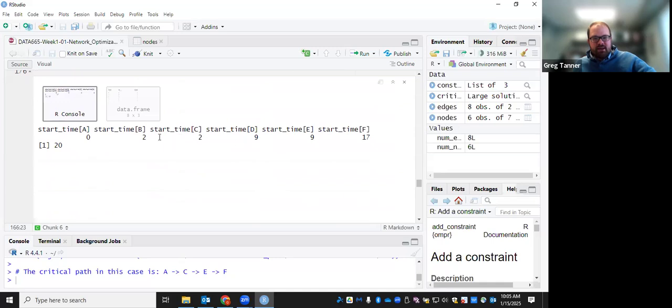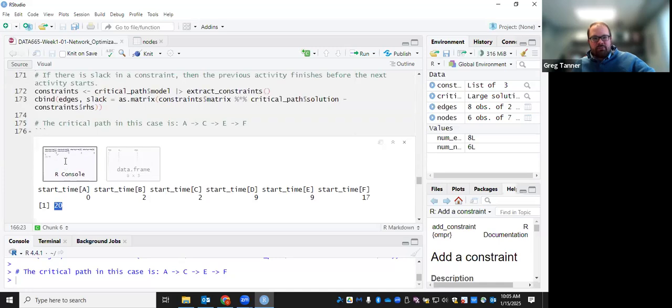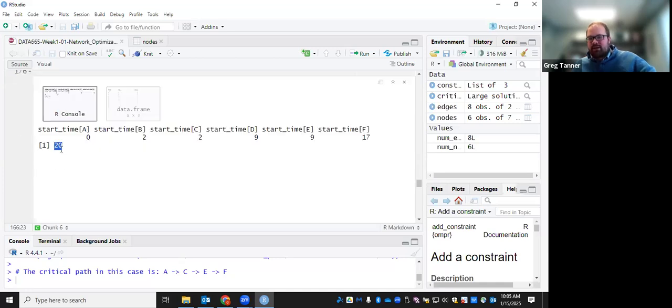B and C start at time 2, D and E start at time 9, and F, that last activity, starts at time 17. It then takes 3 units of time. And so here's our objective value of 20, telling us that if we do everything at normal time, it will take 20 units of time to complete the project.